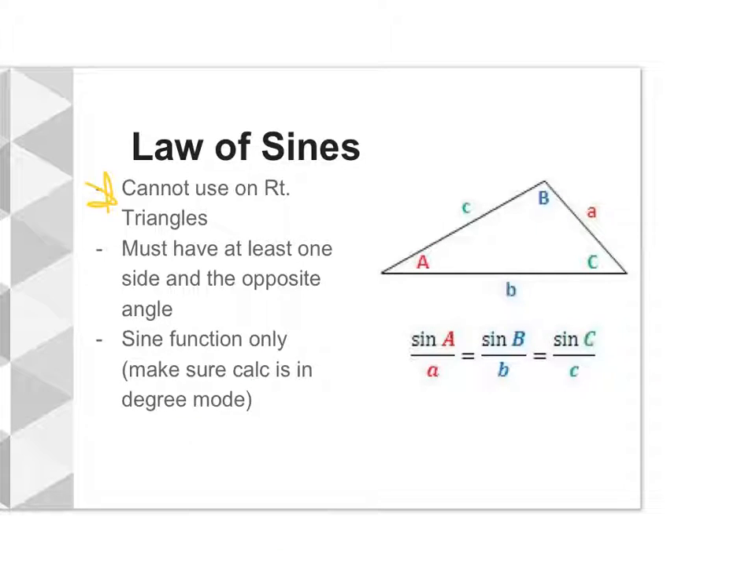So first thing, cannot use on right triangles. You must have at least one side and the opposite angle, and it is the sine function only, and of course make sure your calculator is in degree mode.